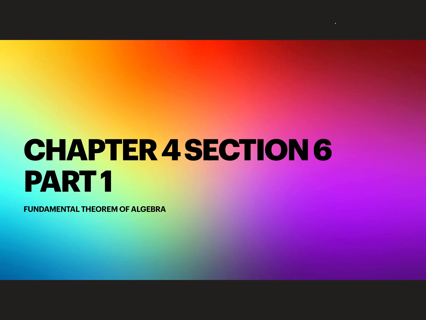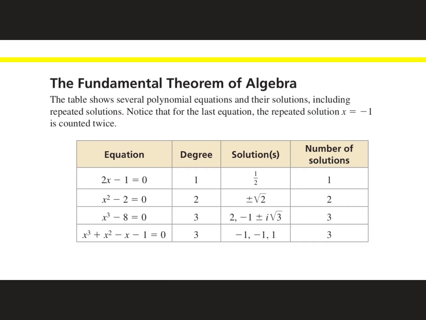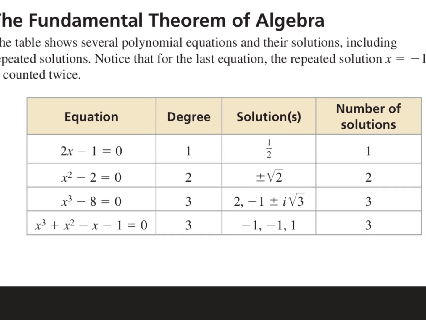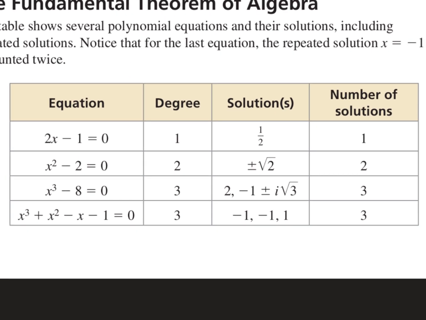So 4.6 part 1. We're going to talk about the fundamental theorem of algebra. It states that in our equation, the highest degree, so the highest exponent that we have, so in the first one, it would be x to the 1 power, tells us how many solutions we're going to have. So that just tells us the number of solutions. So if I have x to the first power, I'm going to have 1 solution.